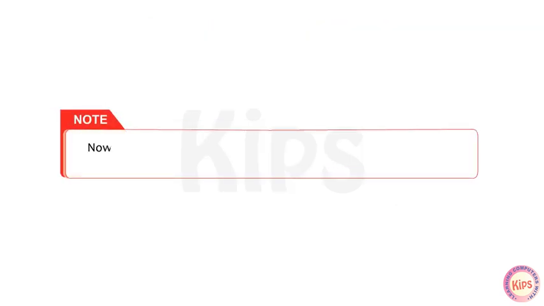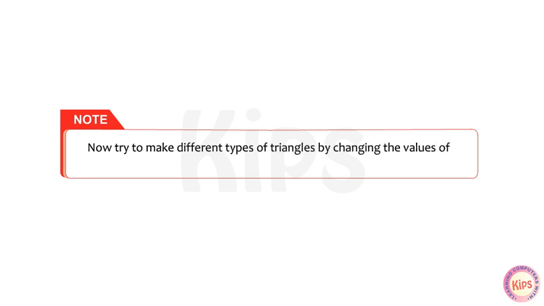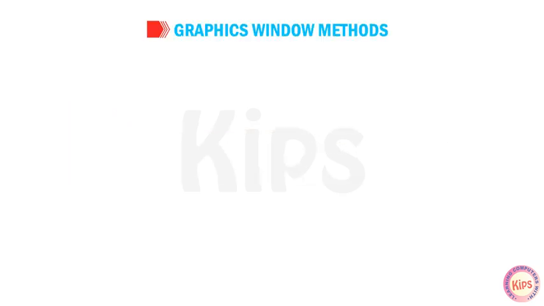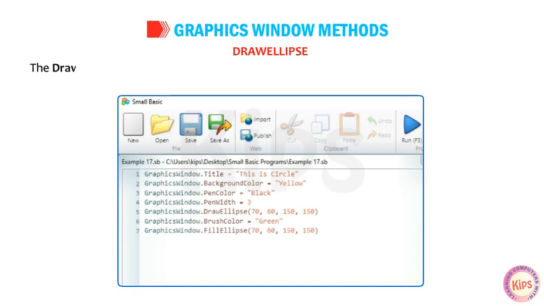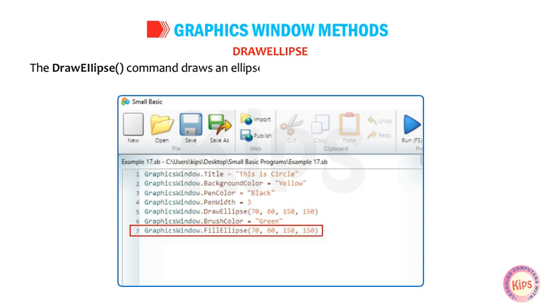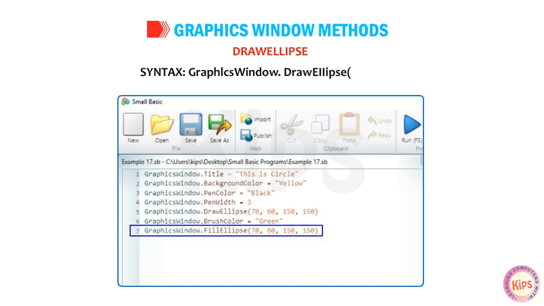Note that now you can try to make different types of triangles by changing the values of the x and y coordinates in the line statement. Draw ellipse. The DrawEllipse command draws an ellipse of specific height and width around a specified point. The syntax is GraphicsWindow.DrawEllipse(x, y, w, h).